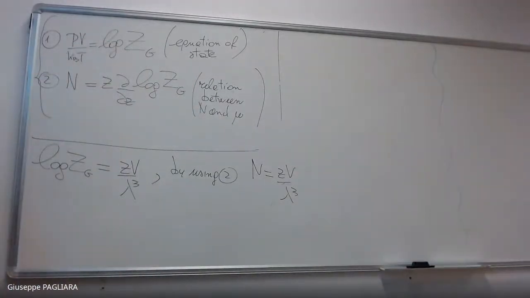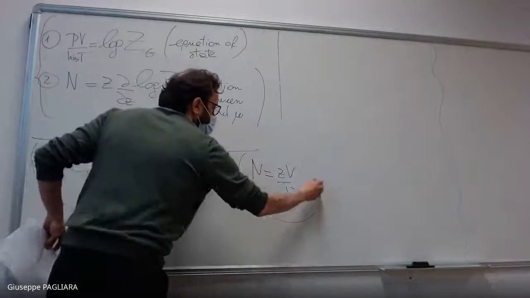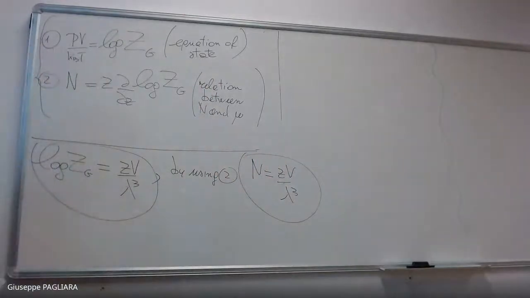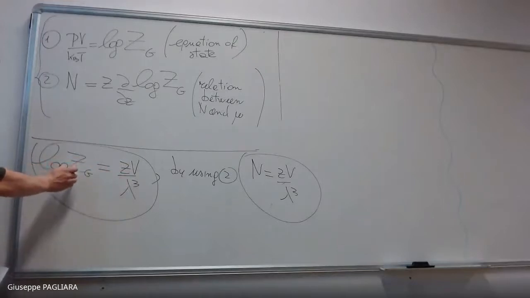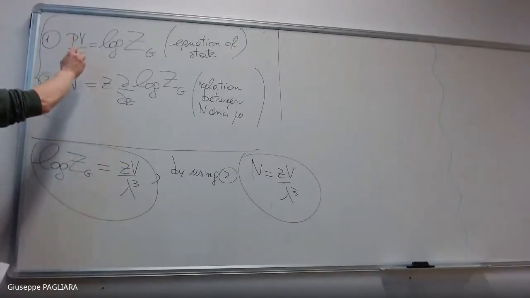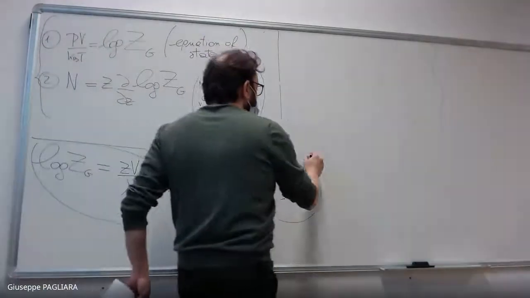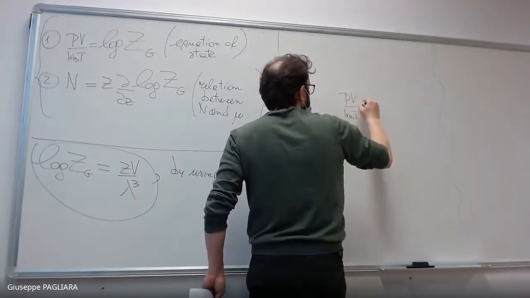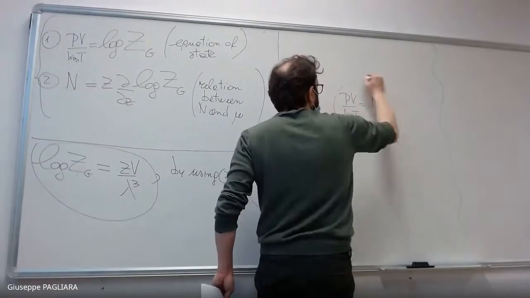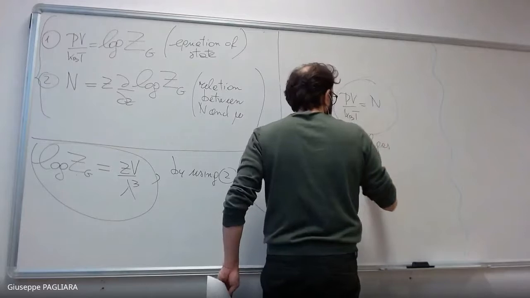Okay. But basically you see that the log and N are the same quantity. So zV divided by lambda cubed is the log of the canonical partition function, which is PV divided by kBT, which is also N. Therefore, I conclude that indeed PV divided by kBT is just N, which is indeed the ideal gas equation of state.